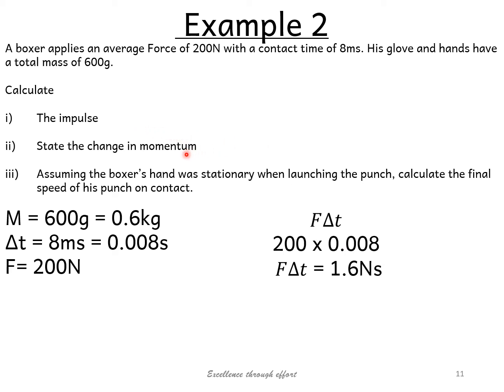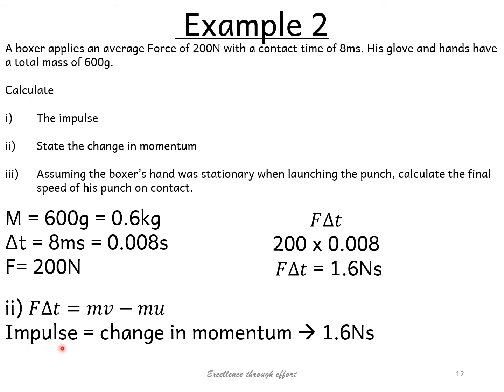Now, how do we get the second bit? State the change in momentum. Well, remember that our equation for impulse is F delta T is equal to mv minus mu. So what that means in words is that the impulse is equal to the change in momentum. So that means it's still 1.6 newton seconds. And remember I said to you, we can use newton seconds or kilogram meters per second to mean the impulse. Similarly, if this is the change in momentum, then the impulse is also the change in momentum. So we can still use the units newton seconds for the change in momentum.